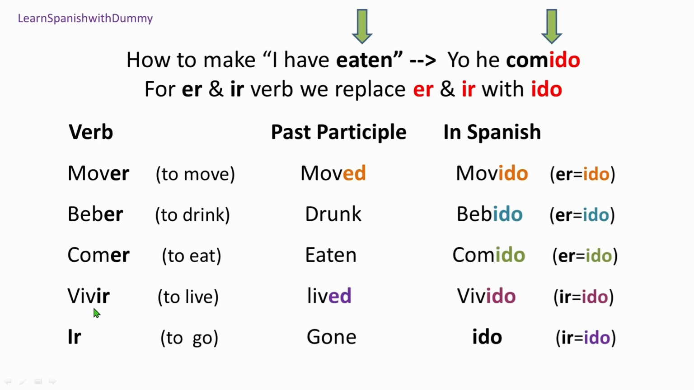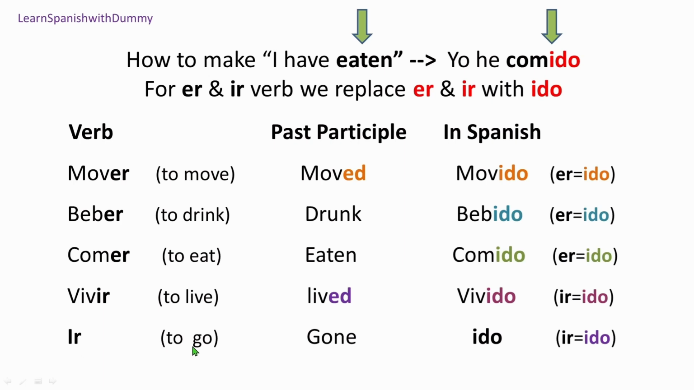Vivir, remove the IR ending, replace with IDO. Again the same thing like this, and it makes it vivido. Vivido means lived, okay, lived. And we have the last verb, that's ir. Ir means to go, okay.